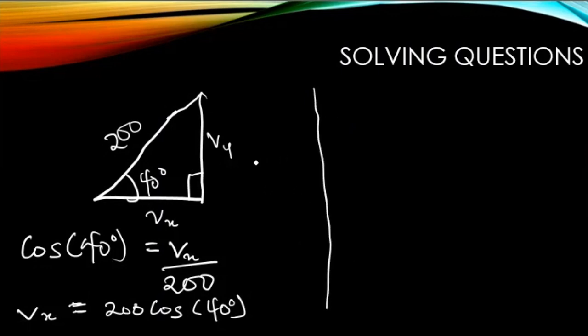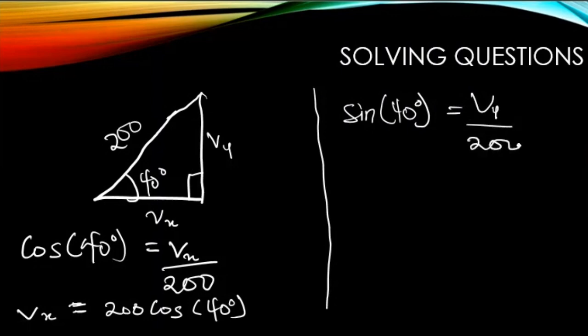And then for Vy, we can see that that's the vertical component. And the trigonometric quantity that we'll use here is the sine. So we have sine of the angle 40 is equal to Vy over 200. So Vy is equal to 200 sine 40.